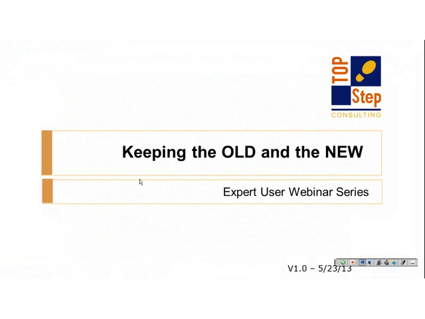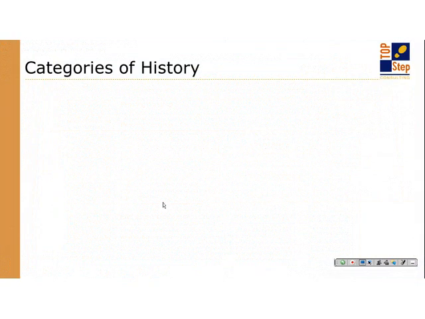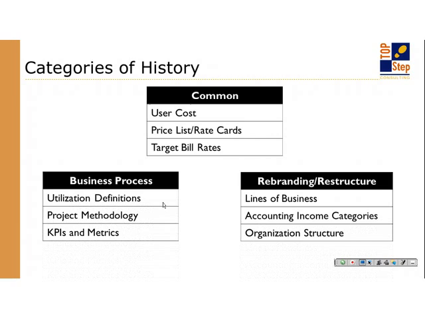So keeping the old and the new. When I think of tracking old and new information, I think of three major categories of change. There's common changes, things like user cost, bill rates, your price list, year-over-year changes that are just going to happen by the nature of business.